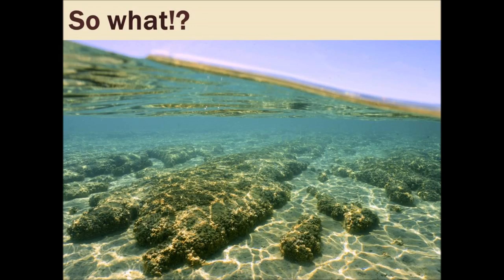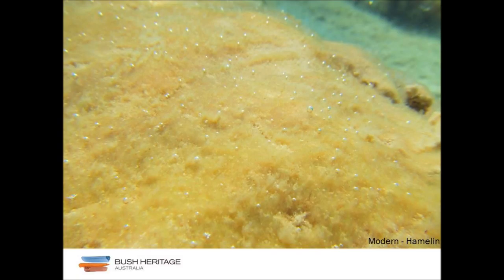So this is an image from a subtidal stromatolite in Hamelin Pool. This is a stromatolite-building microbial community that is actively photosynthesizing, and you can see all the little oxygen bubbles coming off the surface.